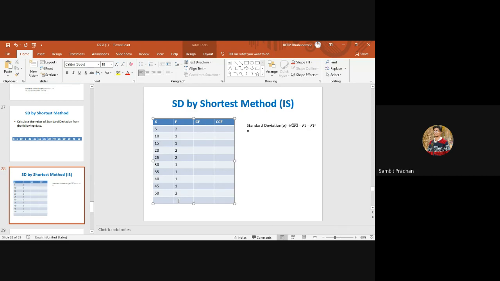What is the sum? 14, sir. Calculate the cumulative frequency. 2 plus 1, plus 2, that is 8, plus 1, that is 9 plus 1, plus 1, plus 4.